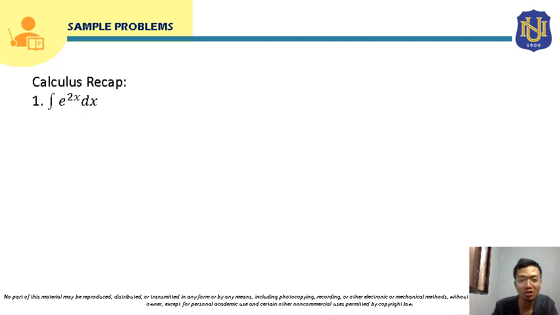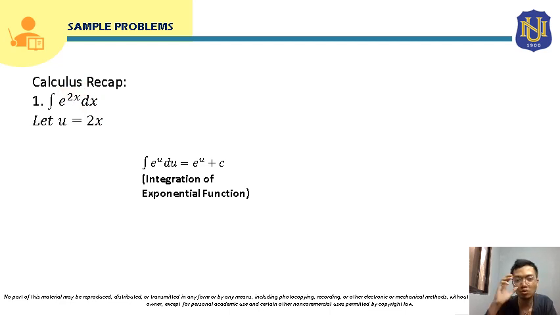So this is integration. This is an exponential function, so we will use our rule for integration of exponential function. That will just be the integral of e raised to u du is equal to e^u plus c. So this 2x, we have to convert it into u first. So we will let u is equal to 2x.